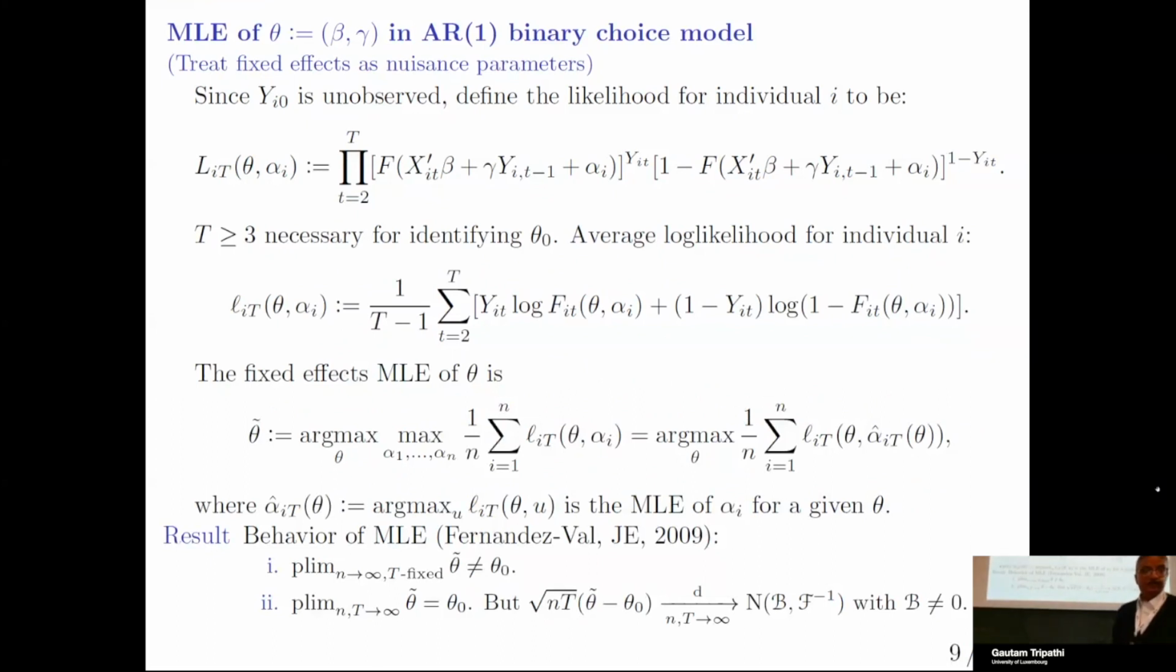Here's the likelihood for the model. So this is just to give you an idea of what goes wrong with maximum likelihood in these types of models. So we will write a likelihood for the common parameters, and we will treat these fixed effects as also nuisance parameters to be estimated. So if there are n individuals, you basically have n nuisance parameters.